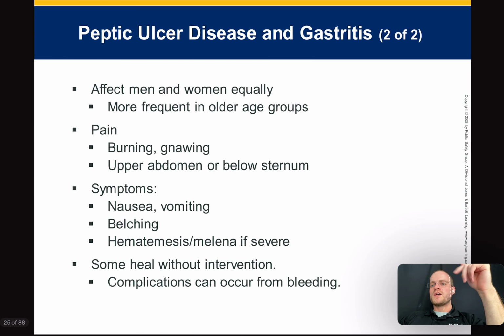Okay. Now, this will obviously happen in older people because they've had years of H. pylori infection or GERD or whatever. But they'll have a burning pain in their stomach. It'd be a gnawing pain, and it's usually in the upper abdomen. A lot of times this is diagnosed. They know that they have an ulcer. So the symptoms: they could have nausea, vomiting, belching, especially burping up acid or something like that.